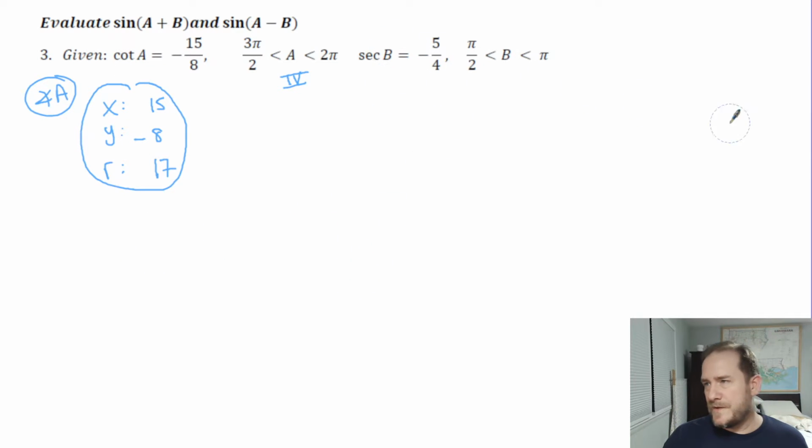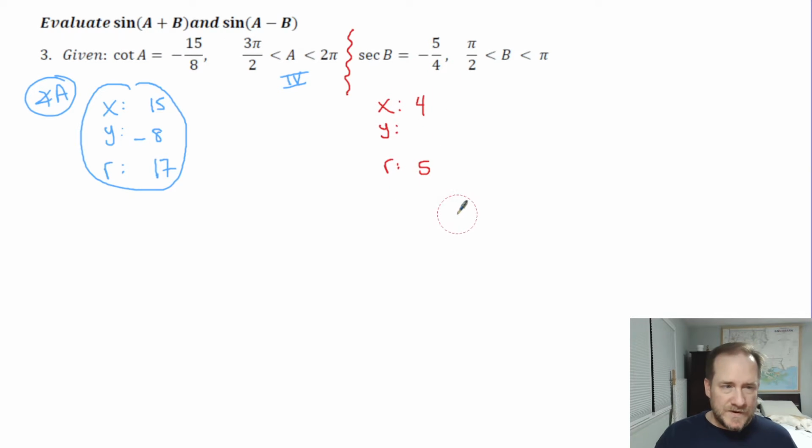We now can do the same thing for B. So little dividing line. If the secant of B is negative 5 over 4, then that's giving us an x and a y and an r. Well, no, it's not. Secant is the reciprocal of cosine, so it's giving us an x and an r. So this is actually r over x. So the 5 is the radius and the 4 is the x.